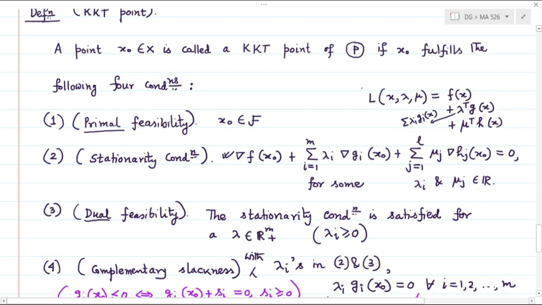Now you note that once I define this function, and this function is referred to as the Lagrangian function, then the stationarity condition says that the gradient with respect to the variable x of L(x0, lambda, mu), where the lambda and mu are the values satisfying the dual feasibility condition and the complementary slackness, is equal to 0. And that's why it is referred to as the stationarity condition.